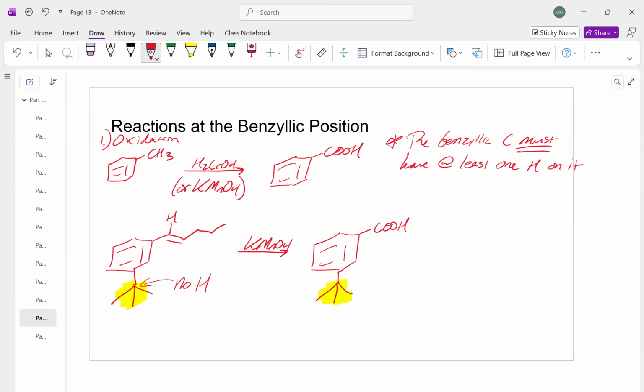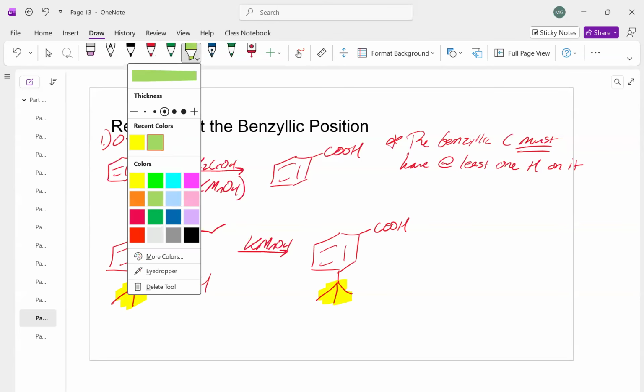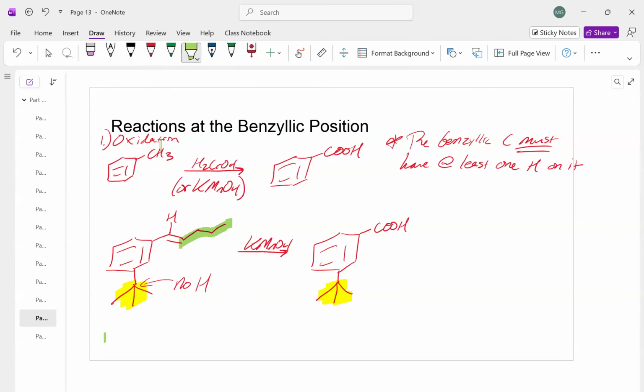Now, notice what happens is all the rest of these go away. You say, where are they? What happened to them? We don't really care. If it was one carbon or a chain of 50, they're just all gone, and all we have is a benzoic acid in the end.